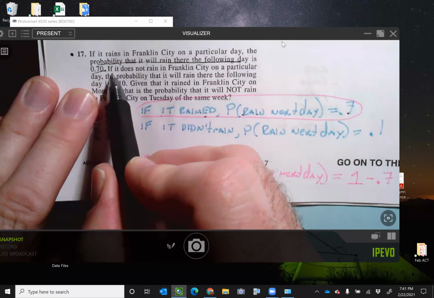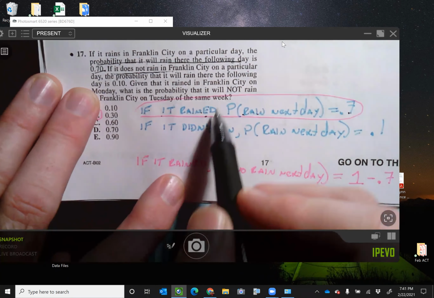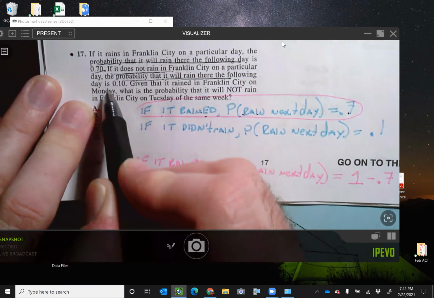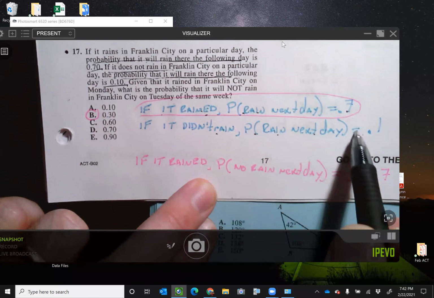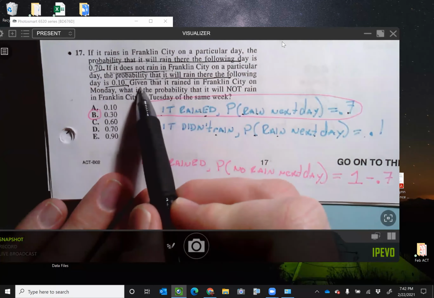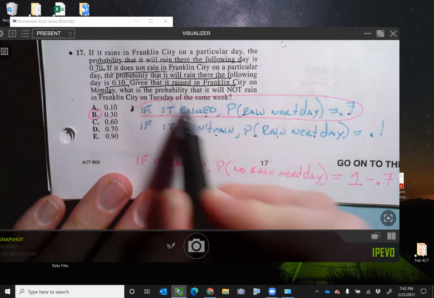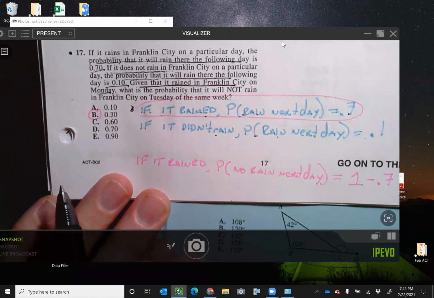And then this one says, if it does not rain in Franklin City, the probability that it will rain there the following day is 0.1. So if it did not rain, the probability it'll rain the next day is 0.1. A lot of information there. And now the question asks this: given that it rained in Franklin City on Monday, so we're looking here, given that it rained, what is the probability that it will not rain on Tuesday?